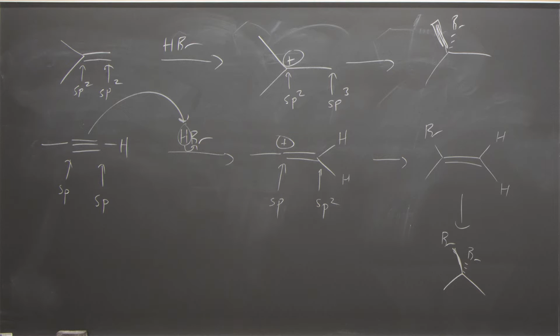Now I'm looking at an alkene. We know that reacts with HBr. We know how it reacts with HBr. We know where the bromine ends up. So what we're going to end up with is this. We're going to end up with a dihalide.